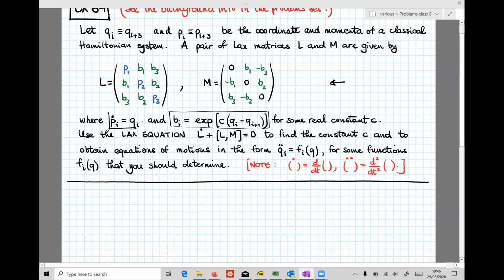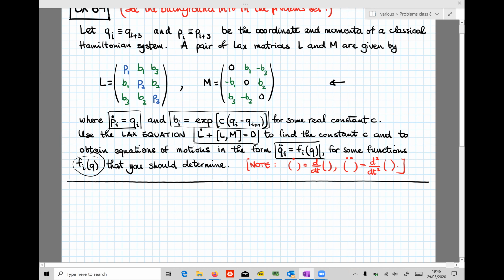So this is the setup. Now we're asked to use the Lax equation, which says that the time derivative of L plus the commutator of L and M is 0, to find the constant C, and also to obtain equations of motion for these coordinates Qi of the form here, which are essentially Newton's equation for some functions that we can think of as forces, Fi of Q, that we need to determine.